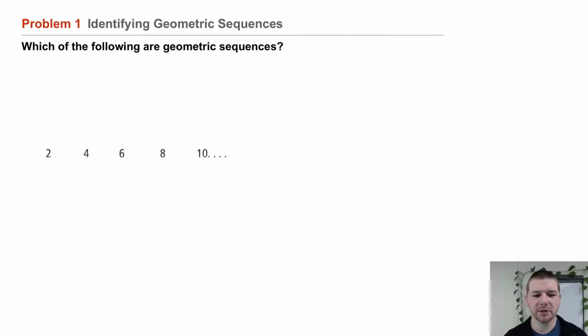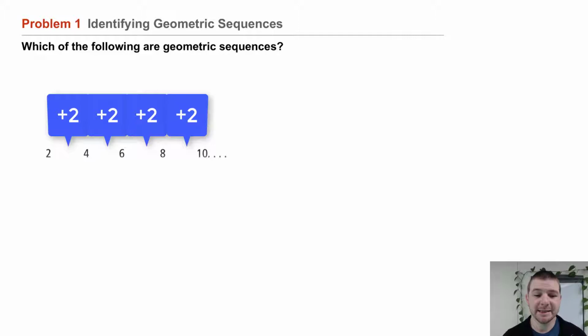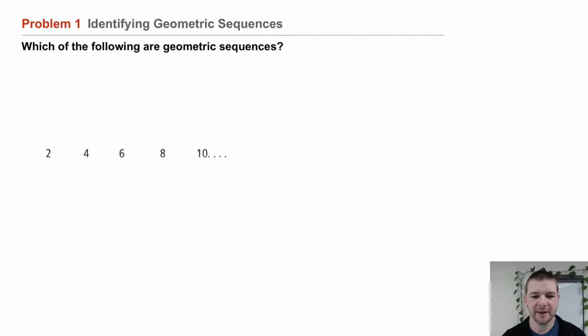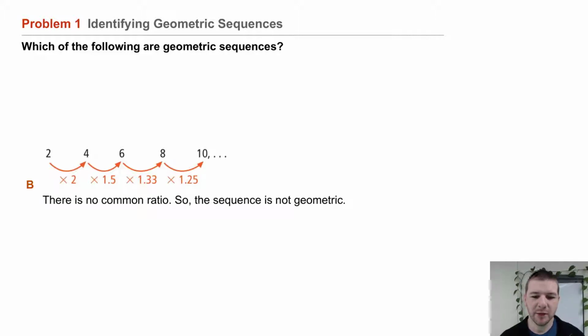B, how about the sequence 2, 4, 6, 8, 10? It sure looks like it can be an arithmetic sequence, simply adding 2 to the previous term, finding a common difference of 2, but we're looking to identify whether or not it's a geometric sequence. So to get from 2 to 4, we would multiply by 2, but when we multiply 4 by 2, we would get 8, not 6. In this case, we'd have to multiply 4 by 1.5, 6 gets multiplied by 1.33 approximately, and 8 would be multiplied by 1.25 to get 10. So there is no common ratio. So the sequence is not geometric.